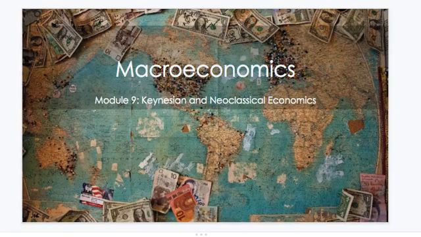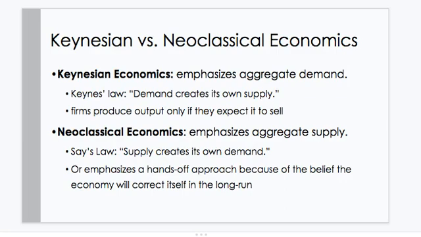Module 9, Keynesian and Neoclassical Economics. Keynesian economics emphasizes aggregate demand. Keynes' law: demand creates its own supply. Firms produce output only if they expect it to sell. Neoclassical economics emphasizes aggregate supply. Say's law: supply creates its own demand, or emphasizes a hands-off approach because of the belief the economy will correct itself in the long run.